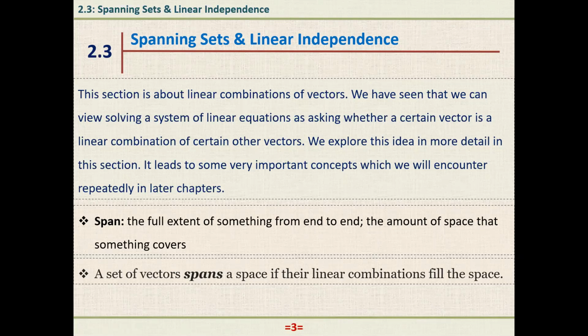Here we have to know the meaning of span. In the dictionary, it is the full extent of something from end to end, or the amount of space that something covers. But when we say a set of vectors spans a space, think of a space where every point is represented by a certain vector. That means the space is filled by a bunch of vectors, of course maybe infinitely many vectors.